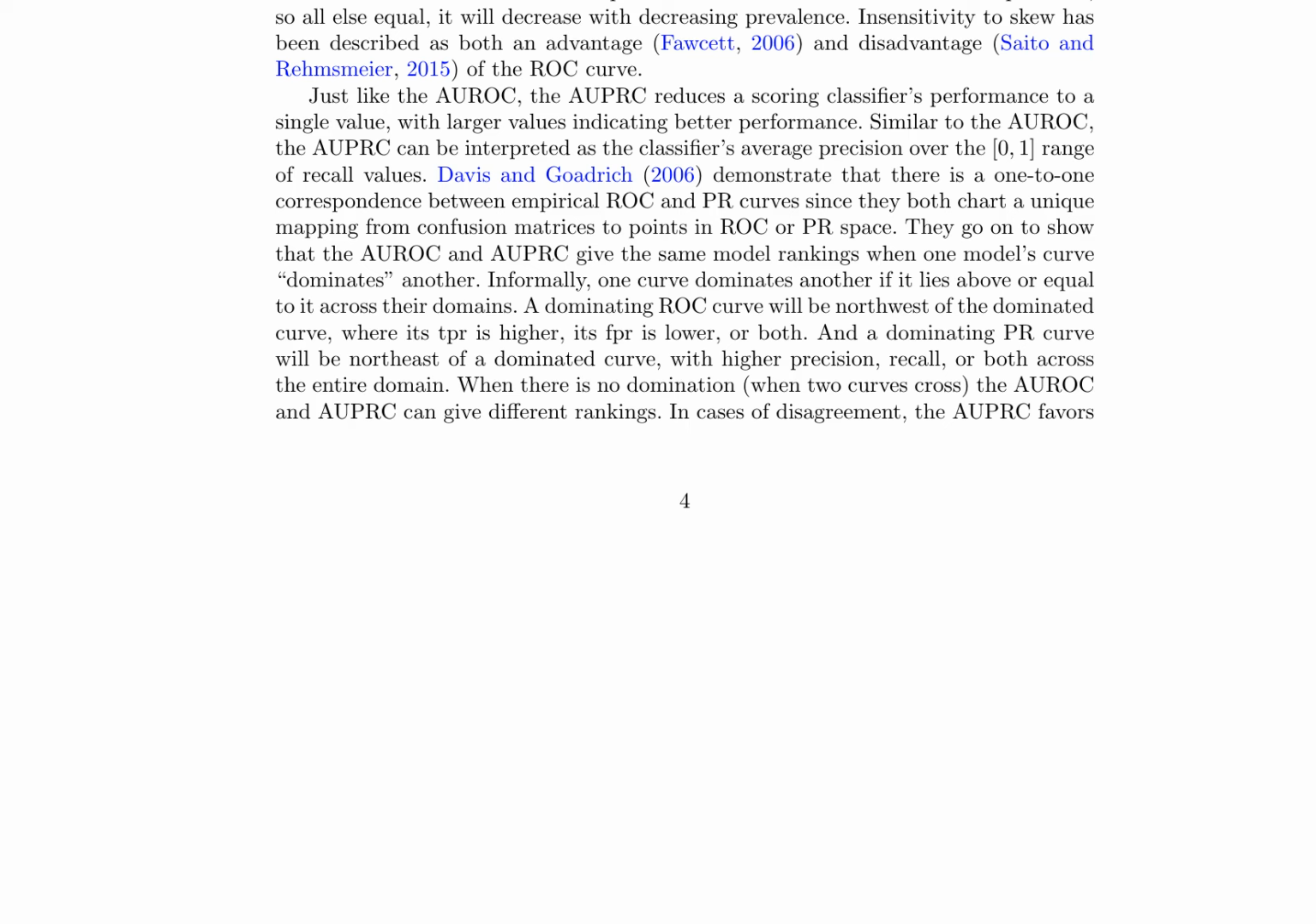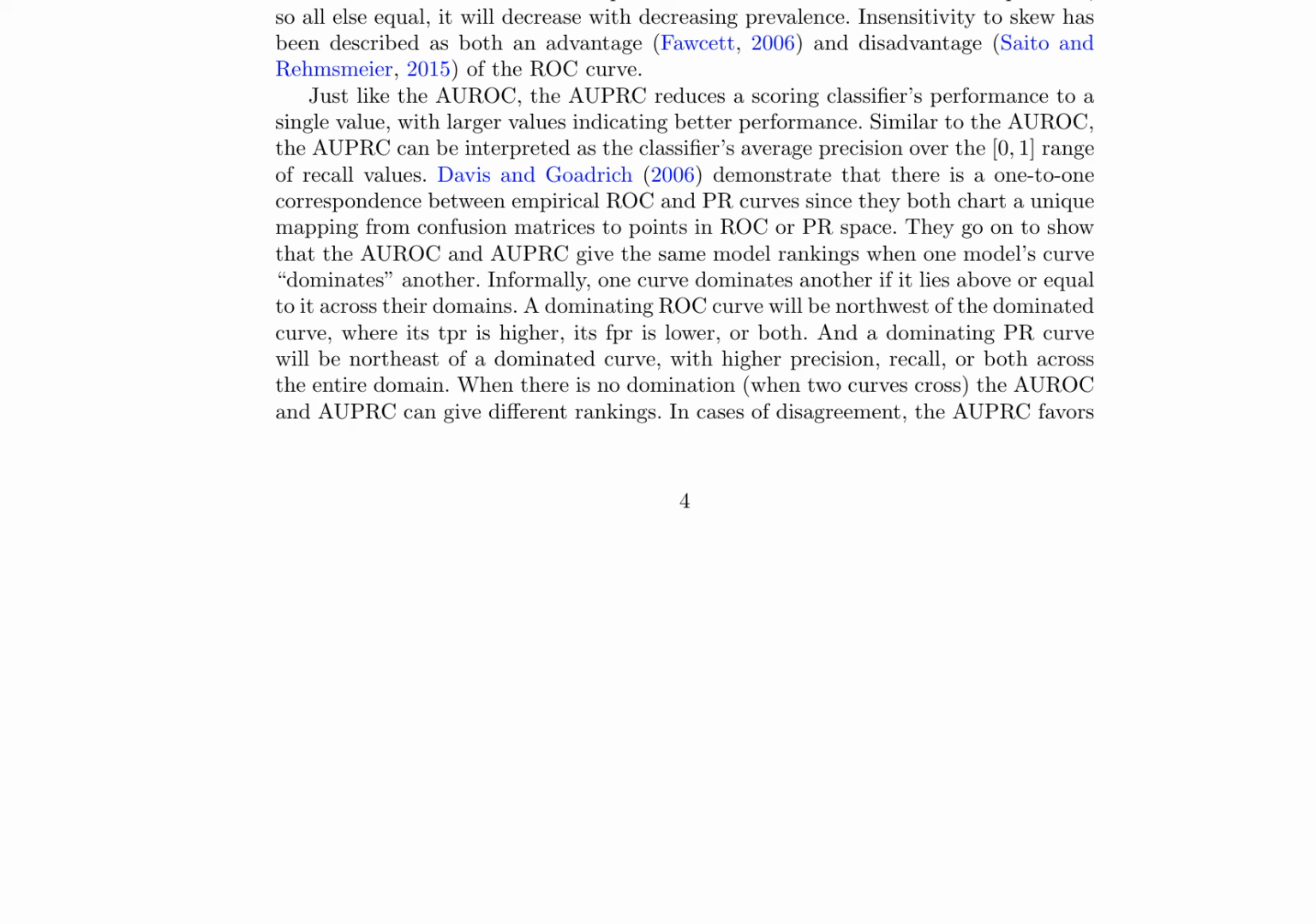PR curves are sensitive to class skew, unlike ROC curves. The area under the PR curve, AUPRC, reduces a scoring classifier's performance to a single value, with larger values indicating better performance. Notably, there is a one-to-one correspondence between empirical ROC and PR curves, and the AUROC and AUPRC give the same model rankings when one model's curve dominates another. However, when there is no domination, the AUROC and AUPRC can give different rankings, with the AUPRC favoring models with better performance in the high recall region.